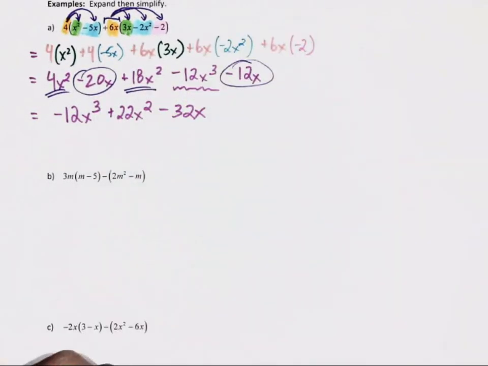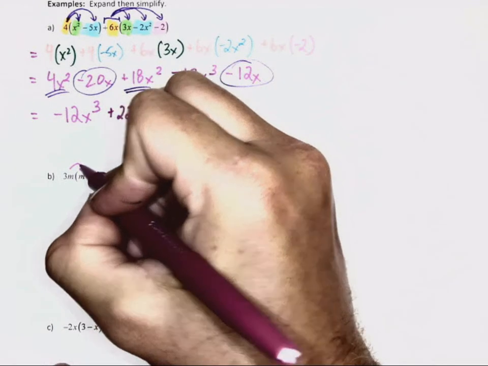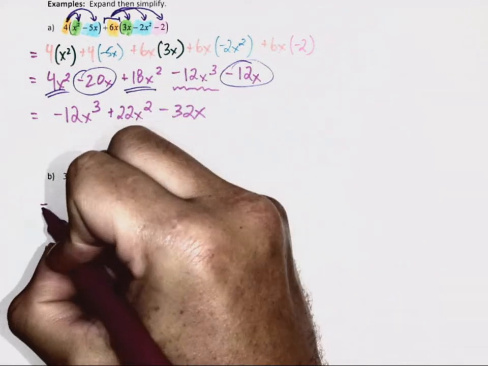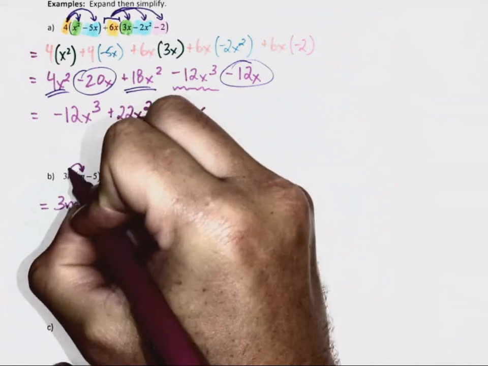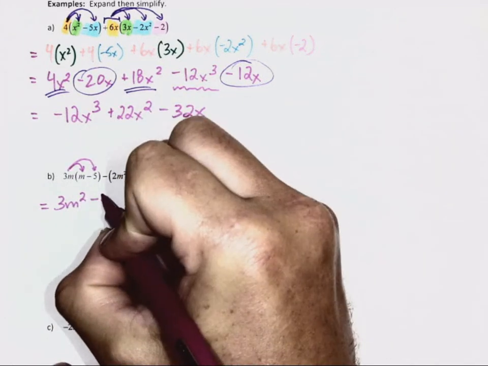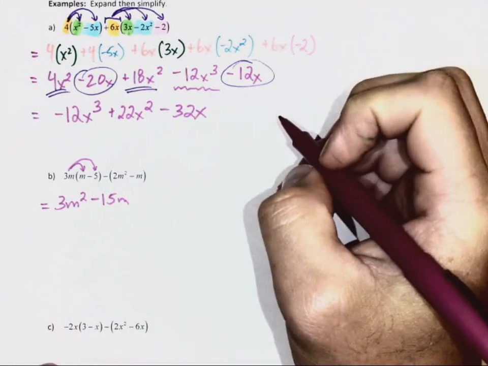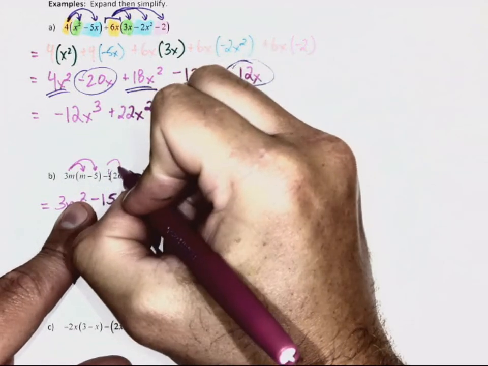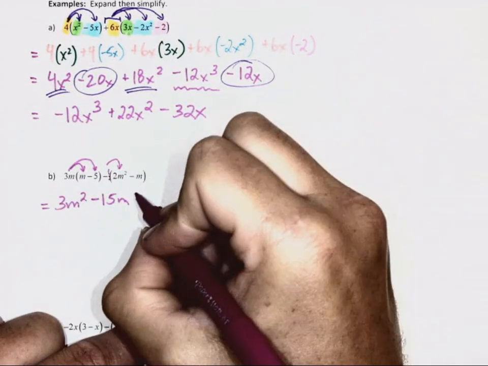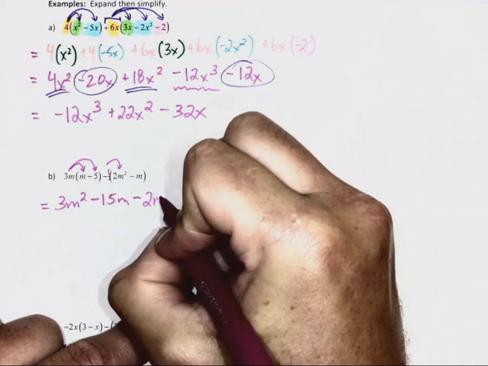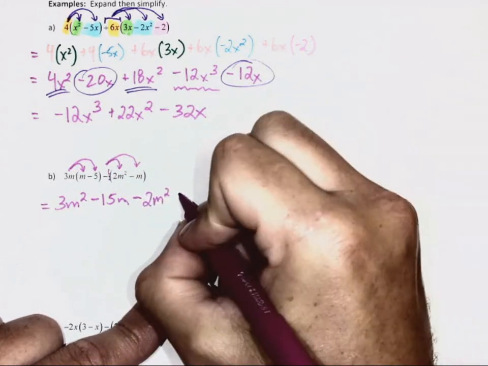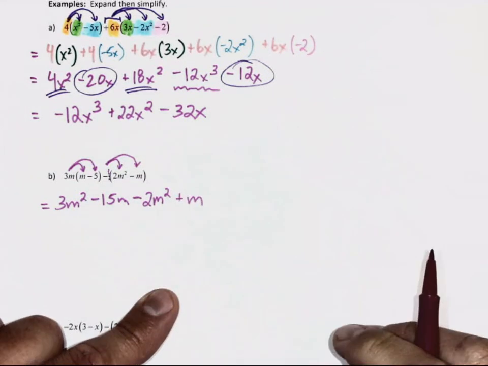If I weren't going to color coordinate, I continue. Load bearing steps to show my work. 3m times m, 3m squared. 3m times negative 5, negative 15m. There's a negative there. Remember, that's like negative 1. So negative 1 times 2m squared is negative 2m squared. Negative 1 times negative m is positive m.